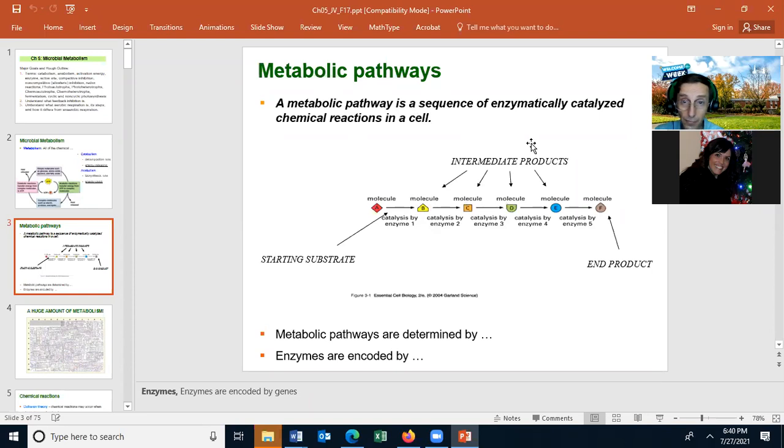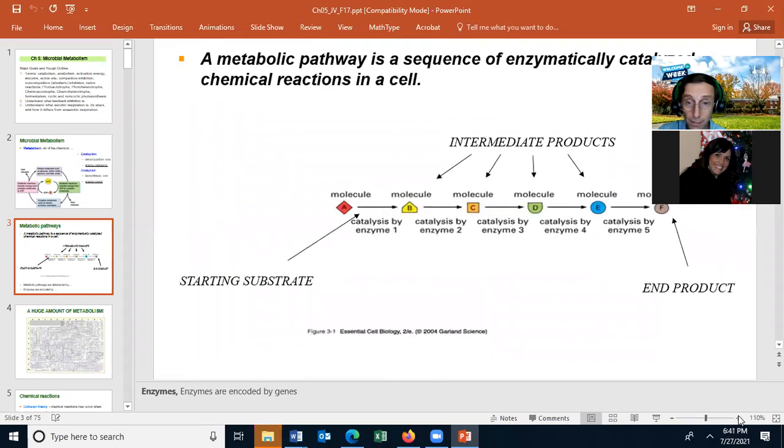And metabolic pathways are a sequence of enzymatically catalyzed chemical reactions in cells, where one molecule is converted to another, and how they're converted in the cell is by an enzyme converting molecule A to molecule B. Any question about any of that?